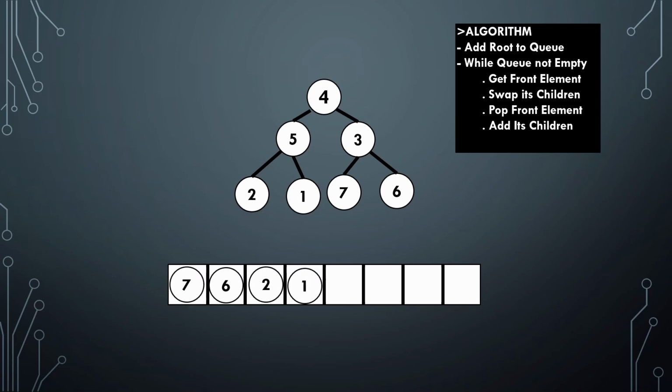Now we can clearly see that 6, 7 and 1 and 2 are leaf nodes, so they don't have children. So I can just pop them out, and at the end I get a queue that is empty. I can exit the loop and return my new inverted binary tree. Now I hope you get this idea, because right now we're going to translate this idea to code.